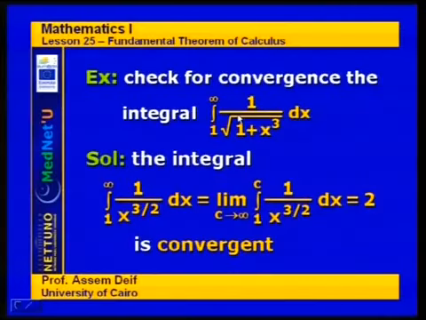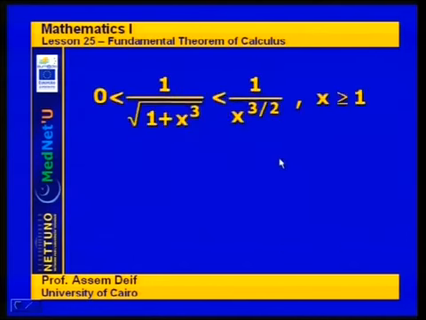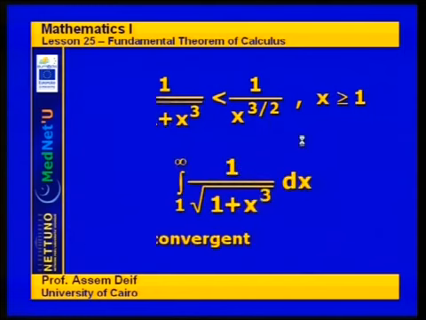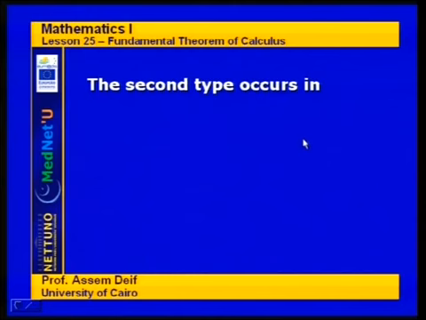This is the value of the integral, and it means that this integral converges. Since this integral converges, and this function is less than this function, of course, because you have added up here 1, since this converges, this must converge. And according to the theorem, this also, since it's smaller, must also converge. And of course, it's positive.